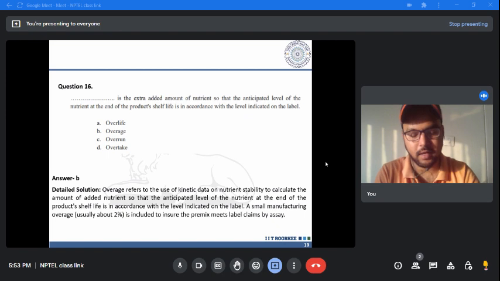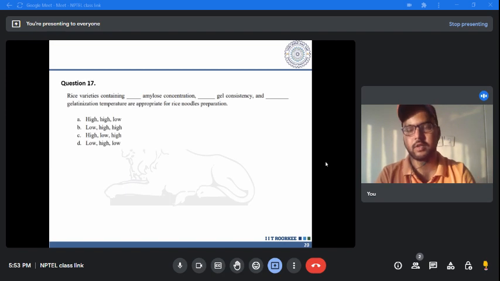I hope you understand. And question 17: rice varieties containing blank amylose concentration, blank gel consistency, and blank gelatinization temperature are appropriate for rice noodle preparation. You need to tell what fills in the blanks. Option A is high, high, low, B is low, high, high, and C is high, low, high.